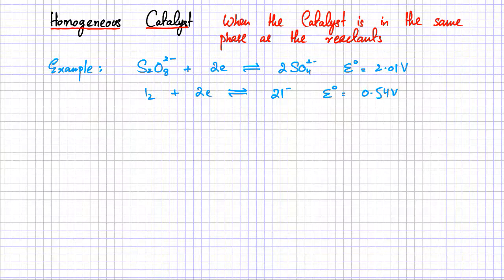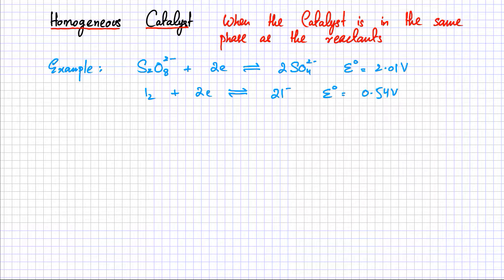In this lecture, we're going to discuss what a homogeneous catalyst is. A homogeneous catalyst is when the catalyst has the same state or is in the same phase as the reactant. So if the reactants are aqueous, then the catalyst has to be aqueous as well. If it's in the same phase, then we call it a homogeneous catalyst.